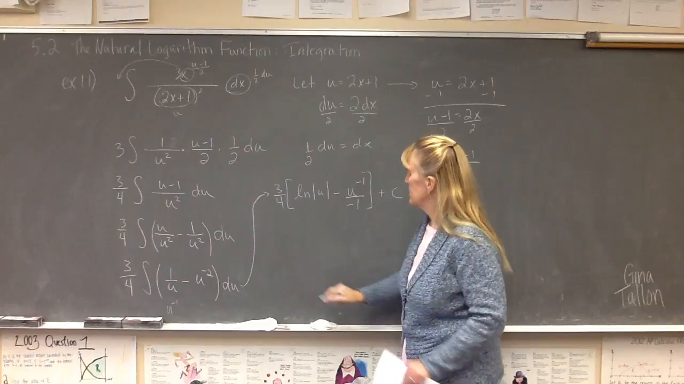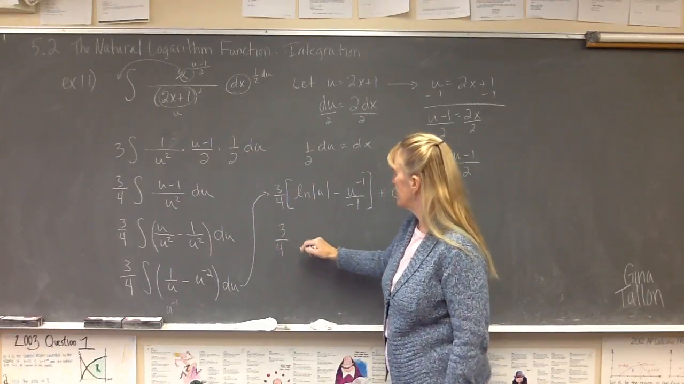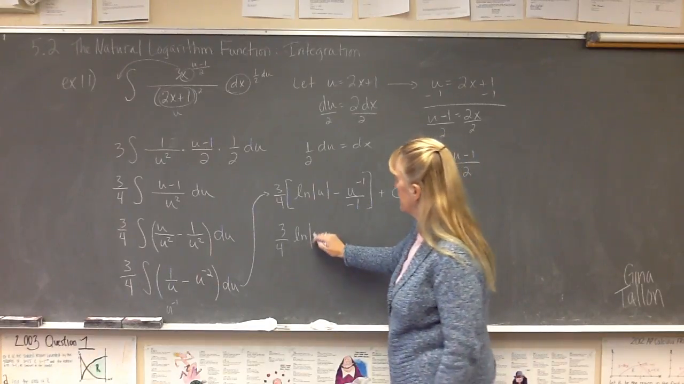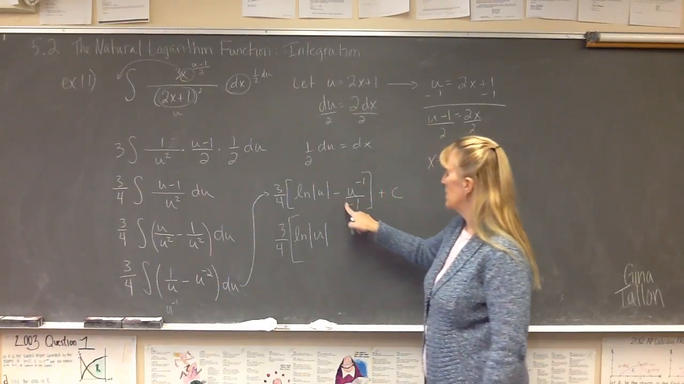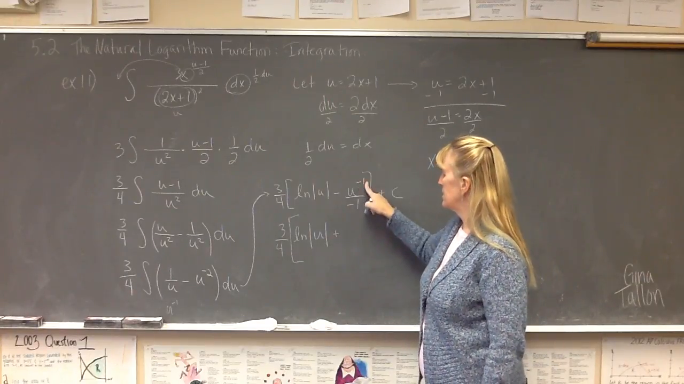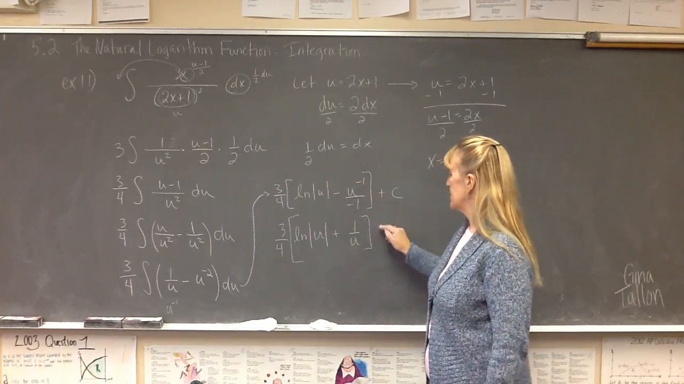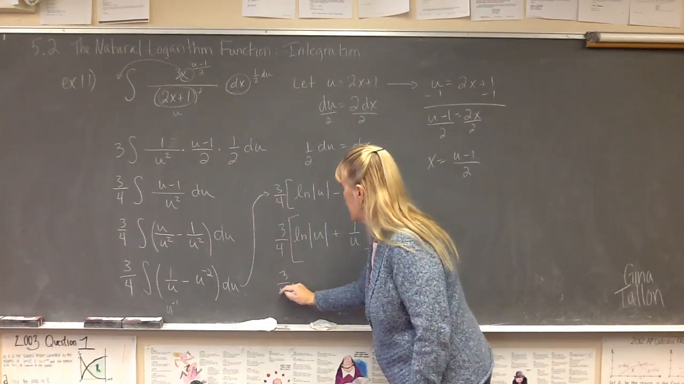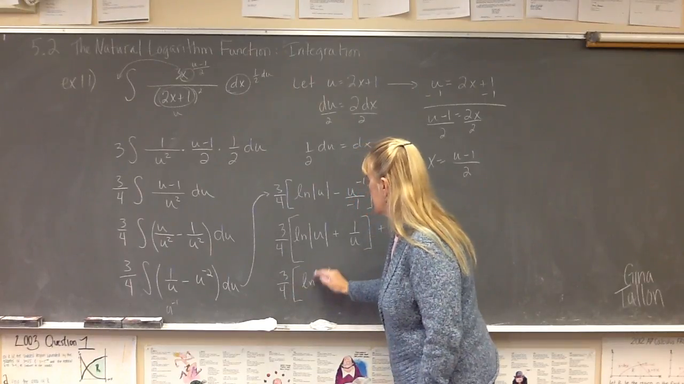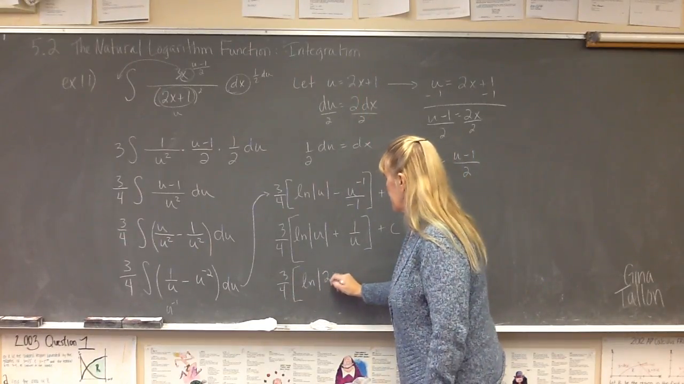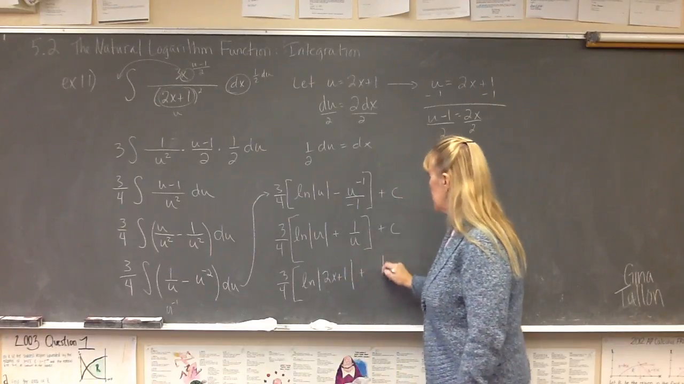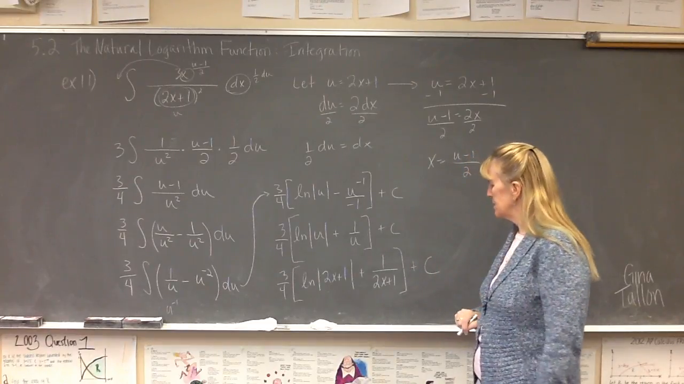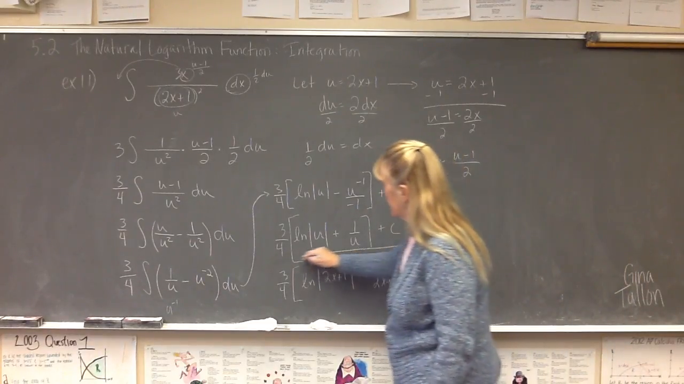Okay, so this is going to give me, make it nice and neat here, 3/4 times the natural log of the absolute value of, now I'll leave it here for just a second, u, minus minus makes plus, u to the negative 1 is 1 over u, plus c, and one more step to put my u back into play. So 3/4 times the natural log of the absolute value of 2x plus 1 plus 1 over 2x plus 1 plus c. And that will be my final answer.